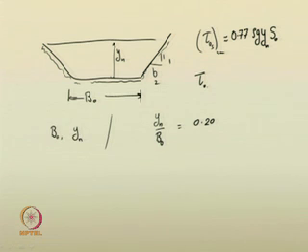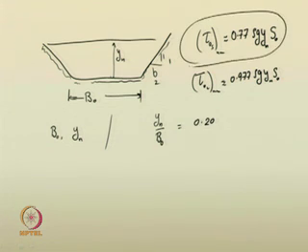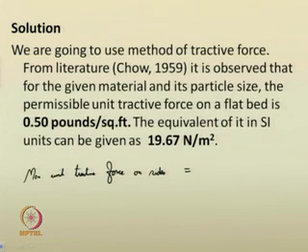Similarly, on the bed it is observed that it is 0.977 rho g y n S naught. So, there are various design charts that suggest these relationships. Our objective is now to take care of this particular relationship. How? We are going to use the method of tractive force.